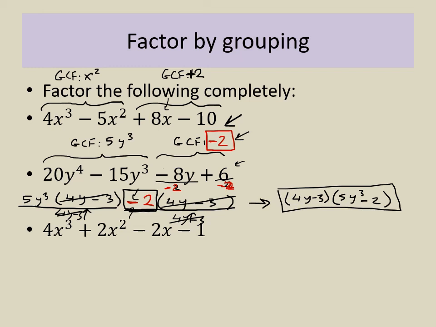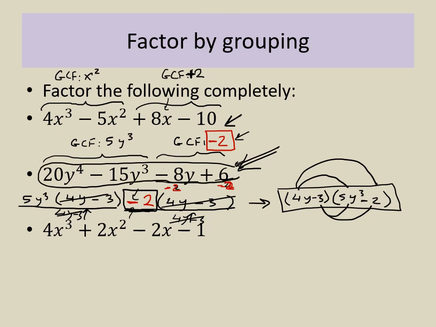Please be aware that you can always know whether you have the right answer or not before you submit. You can simply expand or FOIL, multiply these two, then multiply these two, then multiply these two, then multiply these two, then combine the like terms, and you should be able to get what you started with, okay? So the great thing about factoring in general is that even before you submit your test, you have the chance to know whether you got it right or you got it wrong. It's really cool.